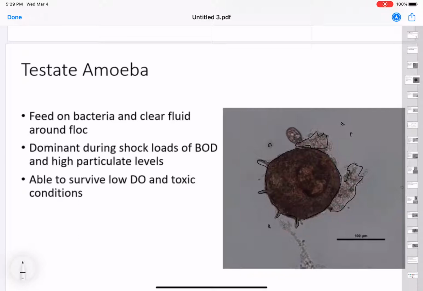This testate amoeba is dominant during shock loads of BOD, same as the other one, and high particulate levels. And if you have low DO, low dissolved oxygen, and toxic conditions, this amoeba could survive, even though there is some toxic chemical condition for other types of microorganisms.